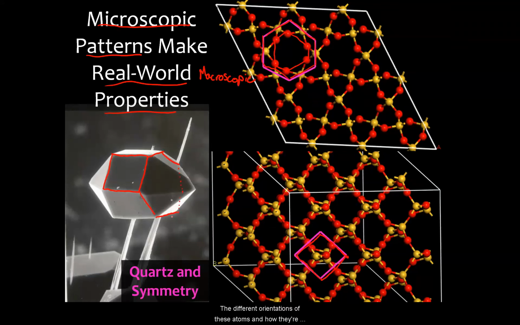The different orientations of these atoms and how they're connected to each other controls the symmetry of the minerals. So this is one example of a microscopic pattern, the way in which the atoms are arranged, making this real-world property, the symmetry.